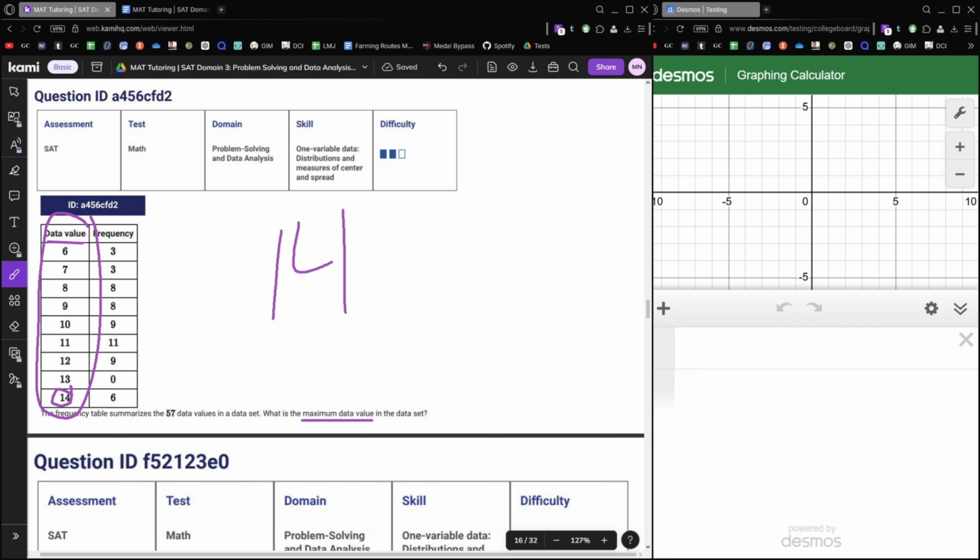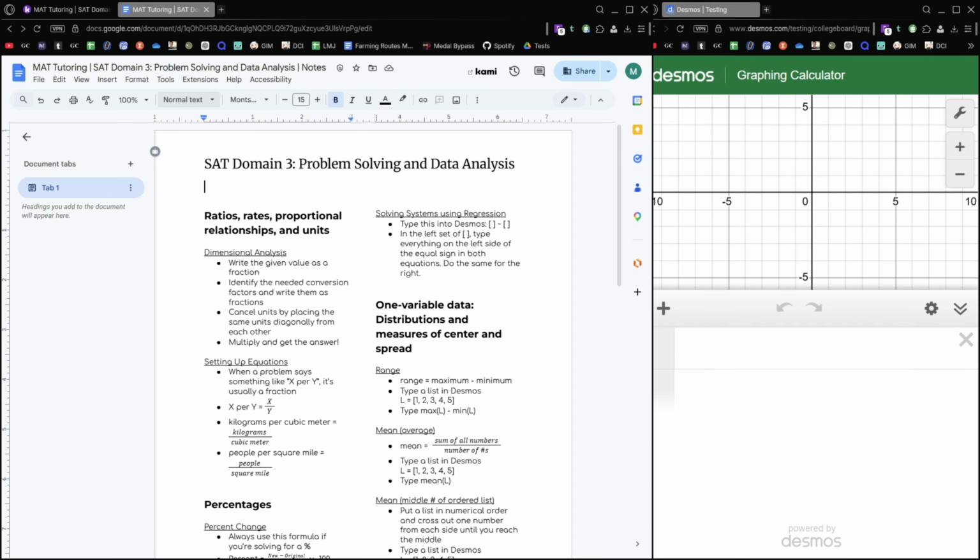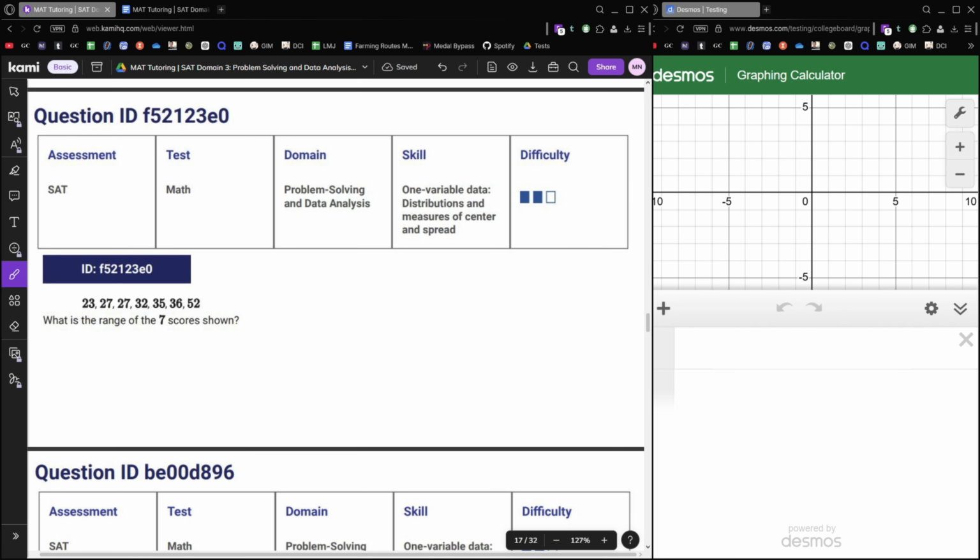It's 14. Slide number 17. They ask us for the range of the list above. If we take a quick look at the notes, you'll see right here, range is the maximum minus the minimum, or basically the biggest number minus the smallest number. Now you can put a list and do all of that, but I'm a little lazy, so let's just look for the biggest number and the smallest number.